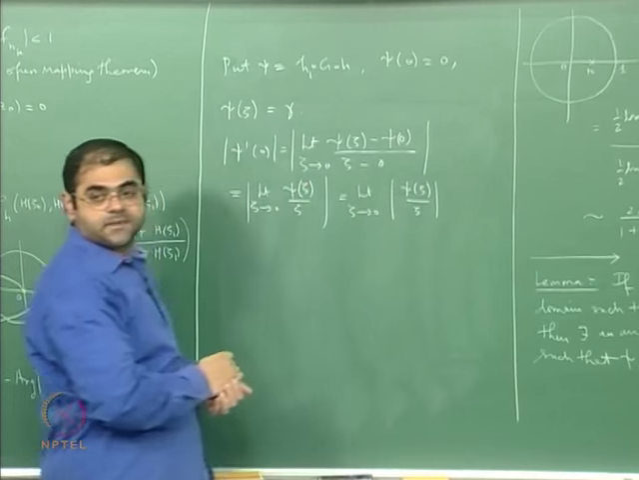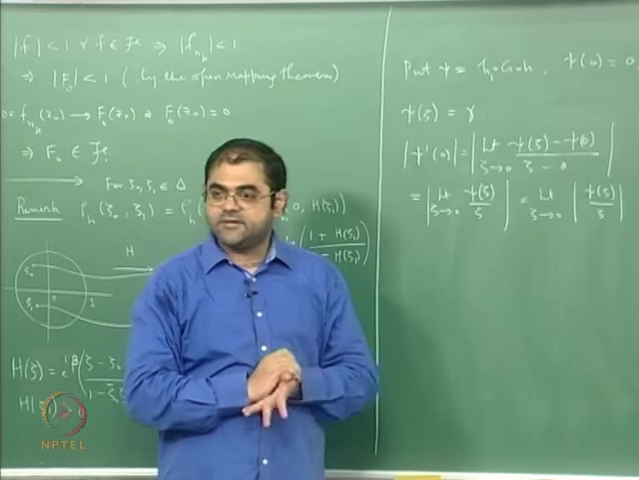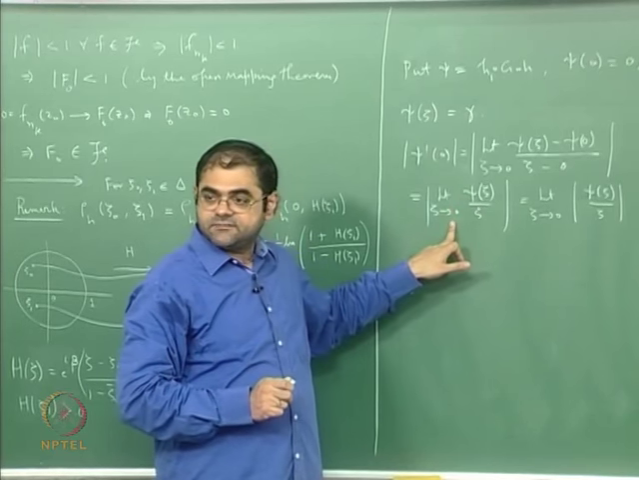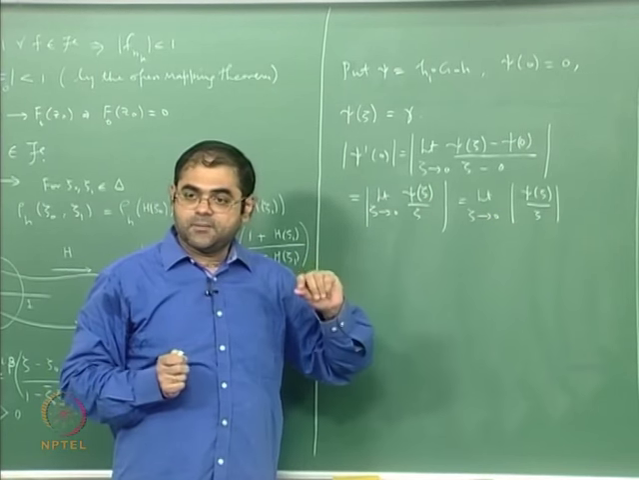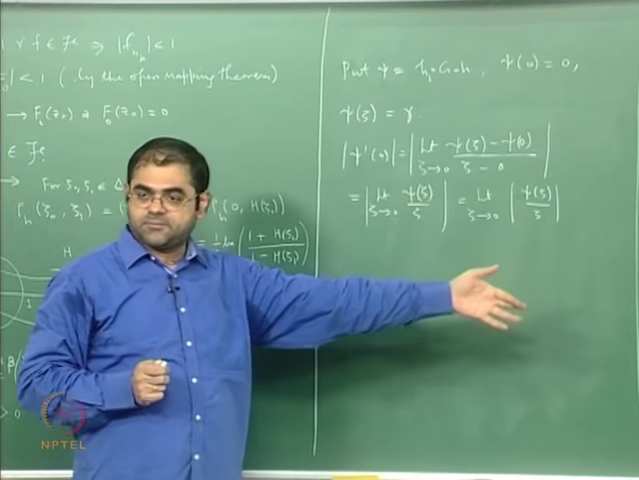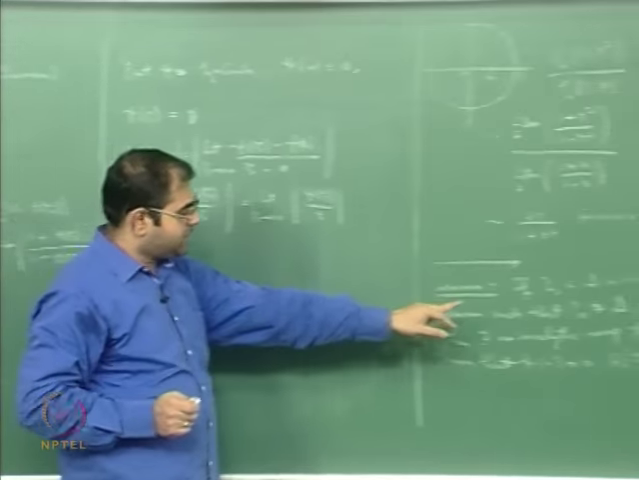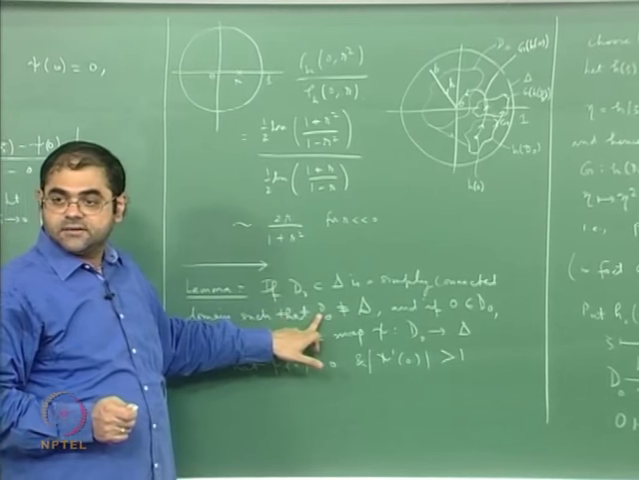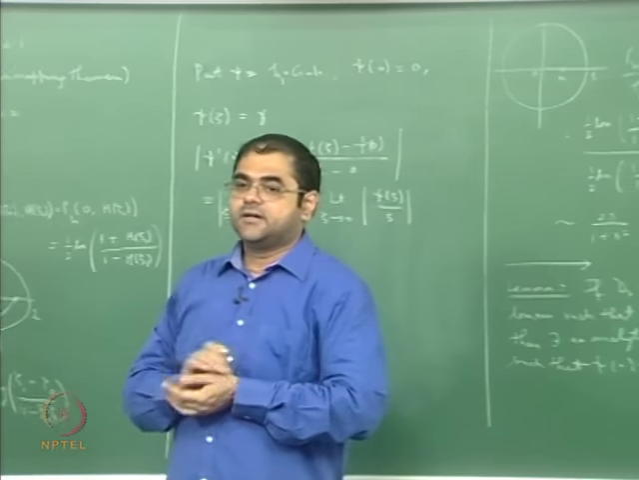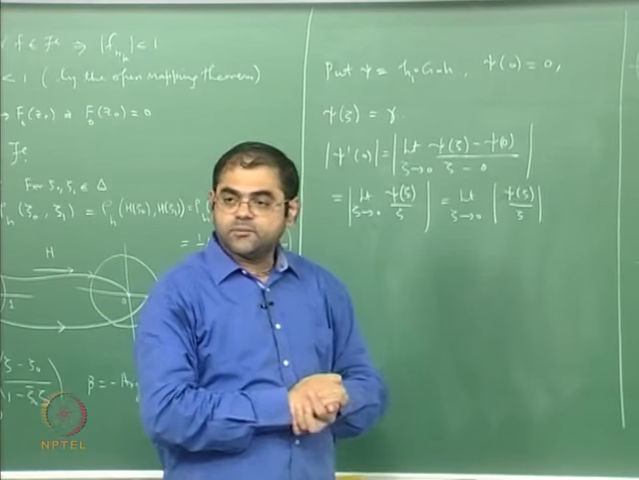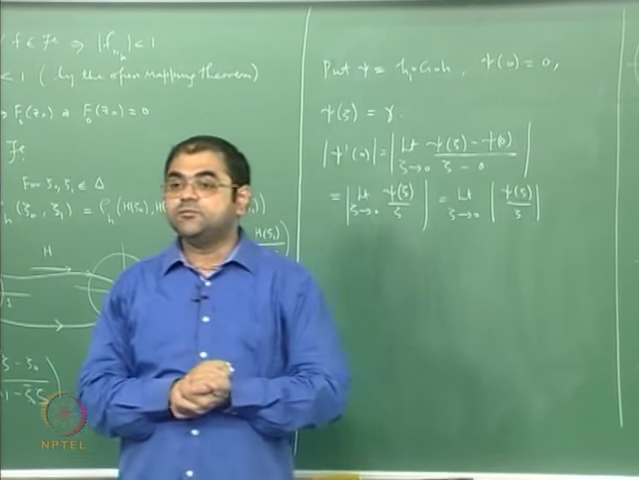I can write this because after all the map psi at the origin is analytic, so the derivative exists, so this limit does exist, and if the limit exists, the modulus is a continuous function, so I can write this. But my aim is to show that this is greater than 1, because that is the purpose of the lemma. The purpose of the lemma is to show that I can map a smaller simply connected subdomain of the unit disk isomorphically onto another similar smaller simply connected subdomain of the unit disk which contains the origin, but with the extra condition that the derivative at the origin can exceed 1.